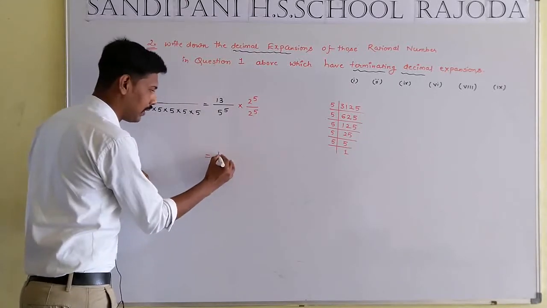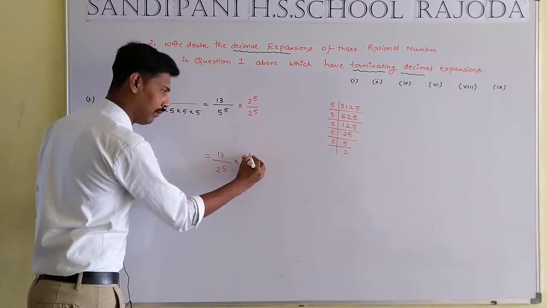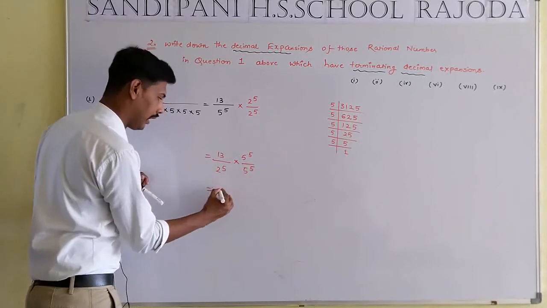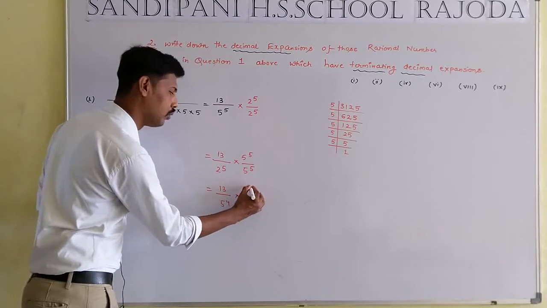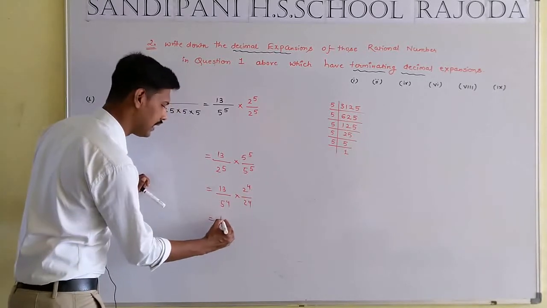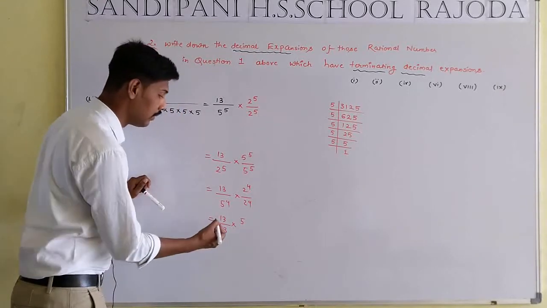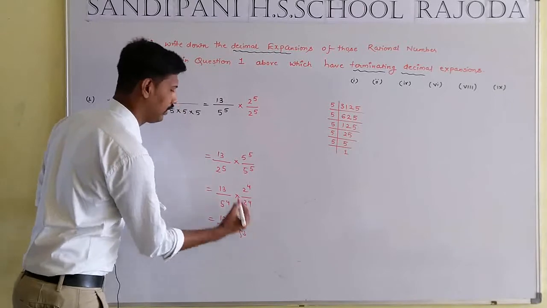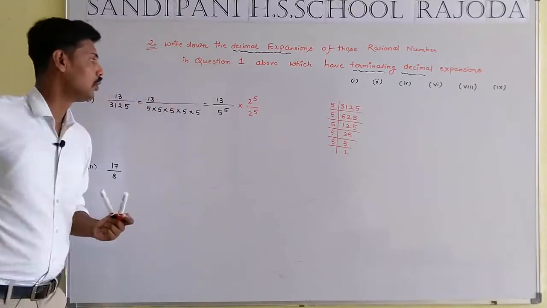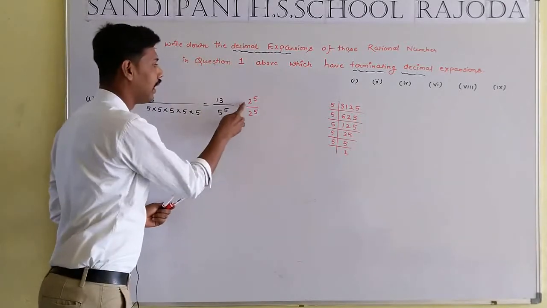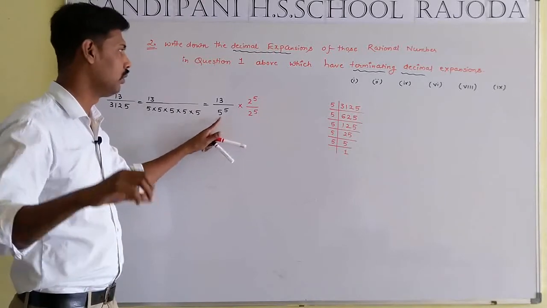For example, 13 by, if here 2 to the power 5 were there, then we take 5 to the power 5. In another case, if here 5 to the power 4, that means we multiply 2 to the power 4. Another case, if 2 to the power 3, that means 5 to the power 3. Easy method is there. To convert into decimal we have to multiply and divide by the other part. Here 2, that means here 5.